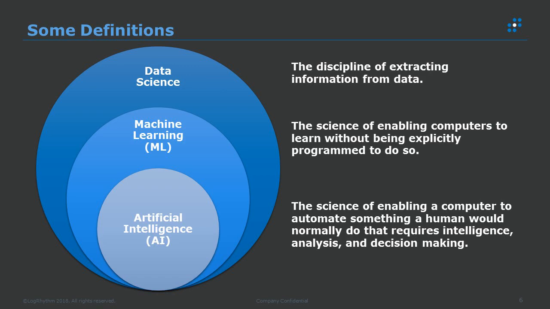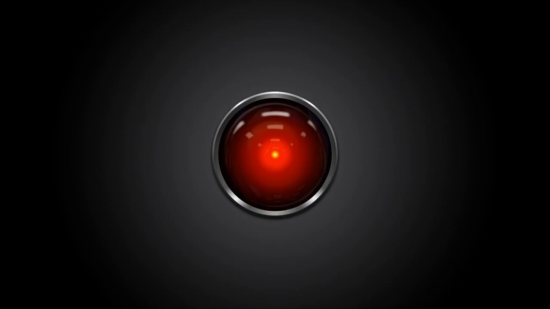So finally, getting on to artificial intelligence, this is really the science of enabling a computer to automate something that a human being would normally do. And this isn't an if-then-do-something-else. This is something that requires intelligence, some analysis, almost human cognition and decision making in order to do something. So that's just some definitions that hopefully will help us as we go further in the webinar.